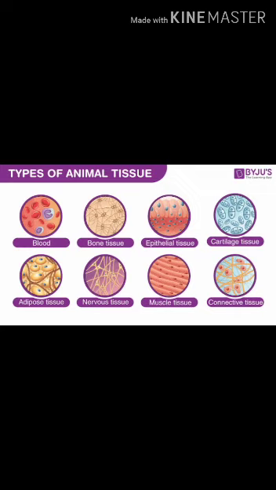Blood and muscle are both examples of tissues found in our body. On the basis of this, animal tissues can be epithelial tissue, connective tissue, muscular tissue, and nervous tissue.